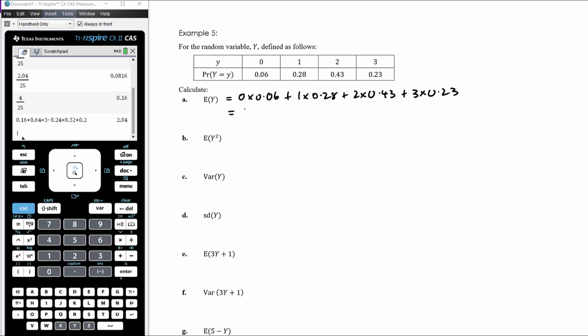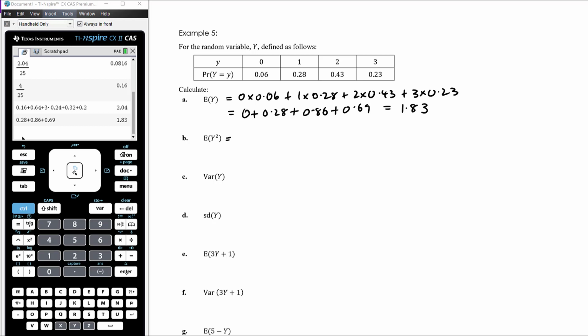And so that is going to be 0 plus 0.28 plus 0.86 plus 0.69. Let's just add them up here just to be careful. 0.28 plus 0.86 plus 0.69. So the expected value of y is 1.83.